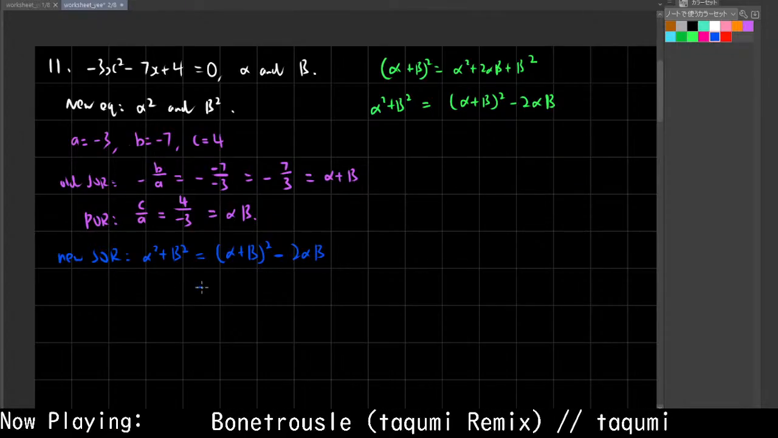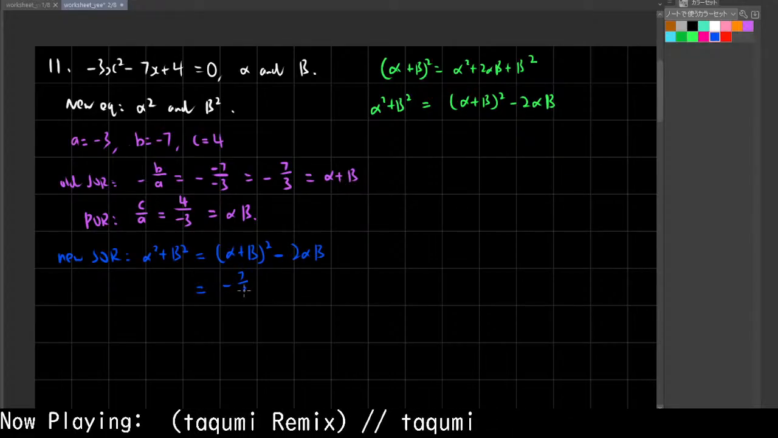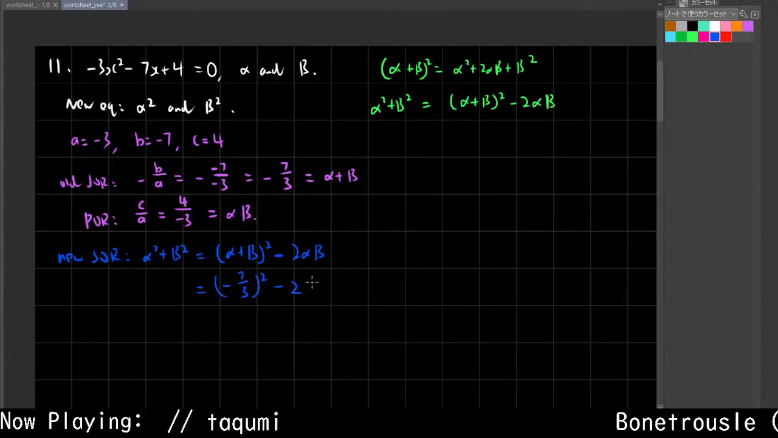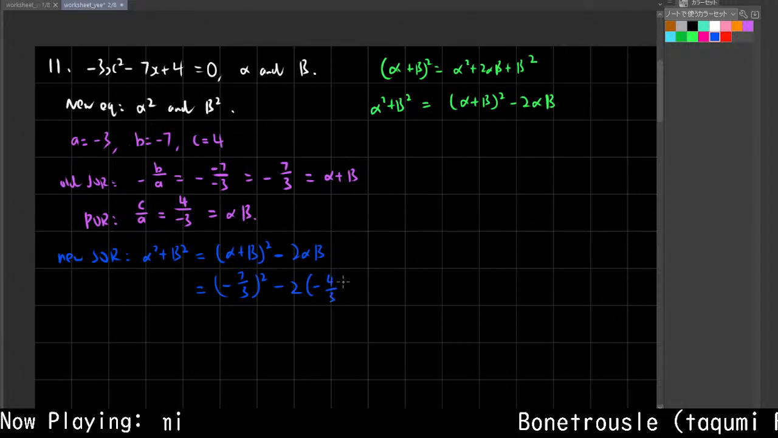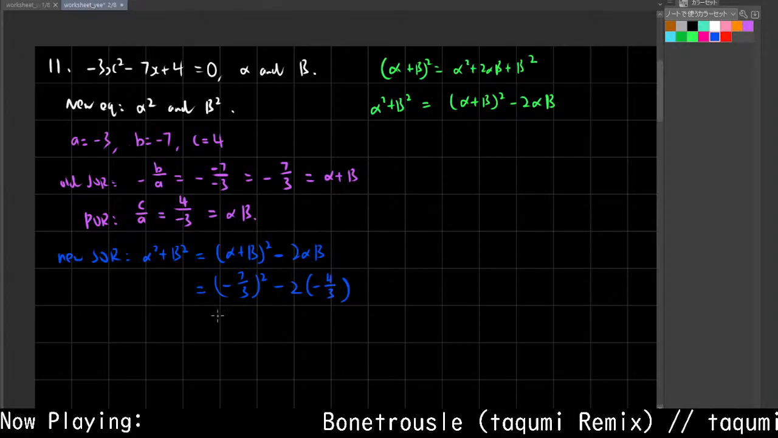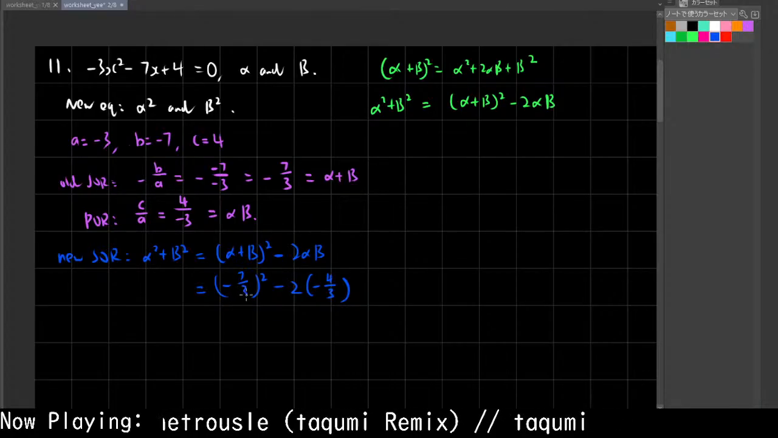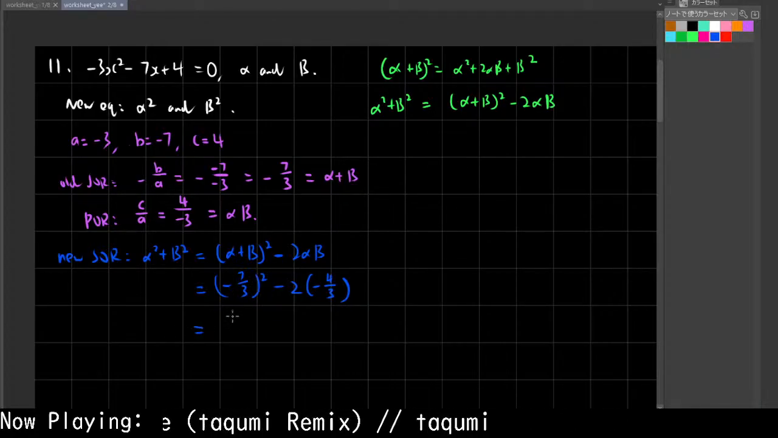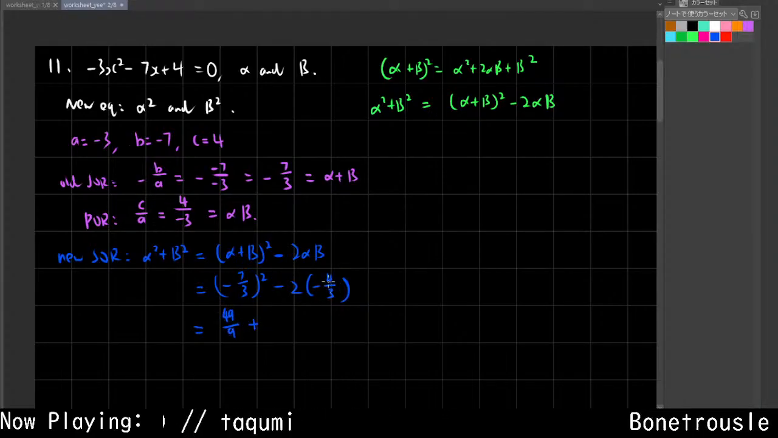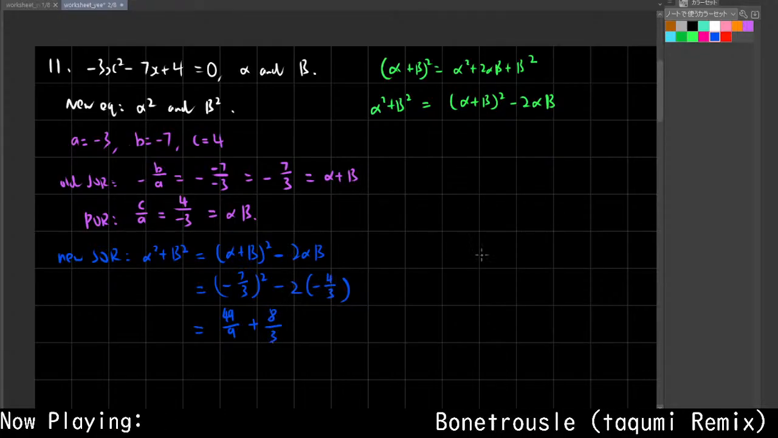So alpha plus beta in this case is equal to -7/3. Alpha beta is given as -4/3. So you get this one. This one you square, you get 49/9. This one you multiply, then it becomes 4. 2 times 4 is 8. 8/3.